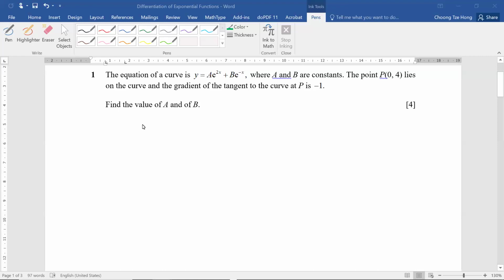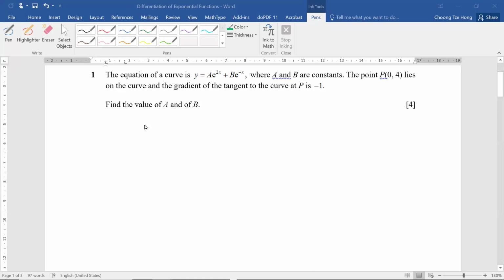Alright, so over here we have two unknowns to be found. If you recall what I've mentioned in the past, whenever you have two unknowns in a question that you want to find, what should come to your mind is simultaneous equations. Because if you are able to obtain two equations involving the two unknowns, you can form two simultaneous equations and solve them.